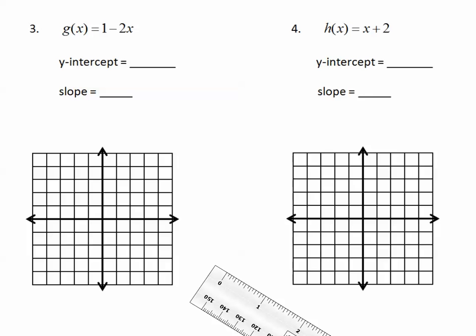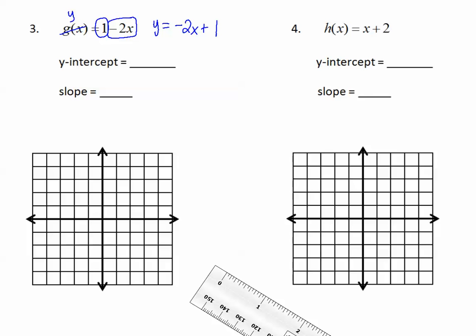Let's try some more. G of x equals 1 minus 2x. This is another way to say y. Now notice the x was not written first, so let's turn this around. Y equals negative 2x. Remember, the sign has to go with that number and letter. Positive 1, so plus 1.